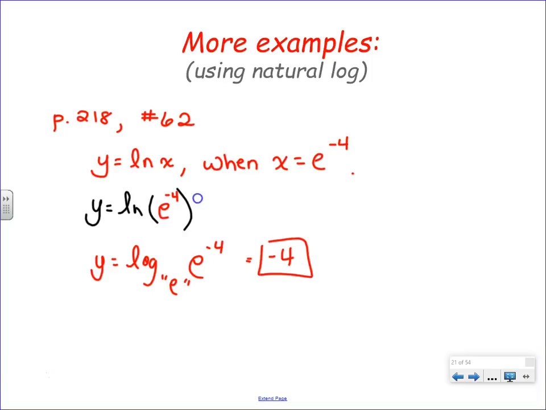Negative 4. Now pause. Some of you from last year might remember, and this is where we're going to go in 3-3 tomorrow, that there might be some property that lets a power come down. So then the negative 4 is out here. Log base e of e is just 1. There's another way of getting here, but we'll have to look at those properties tomorrow.